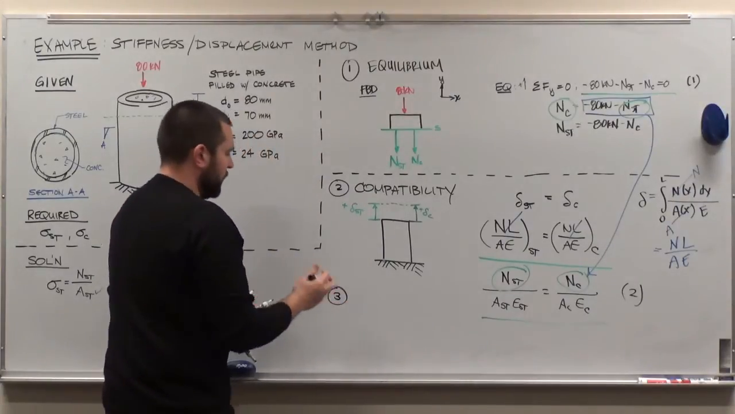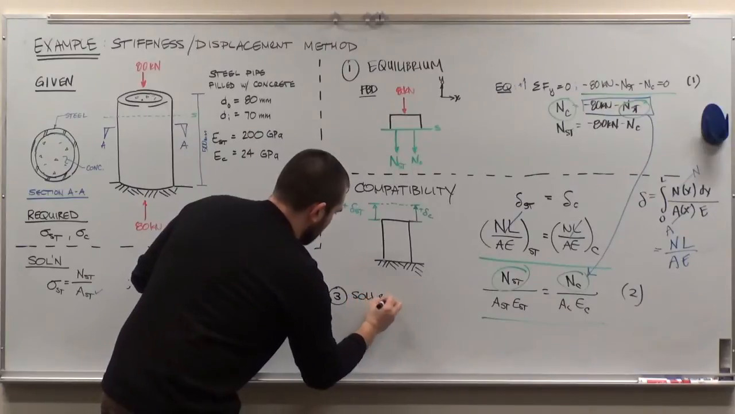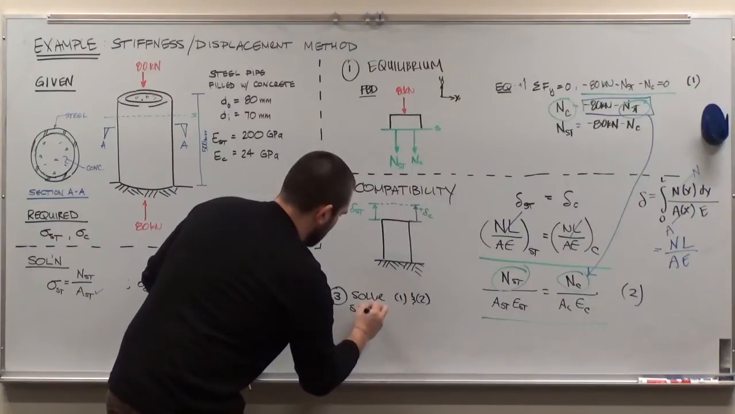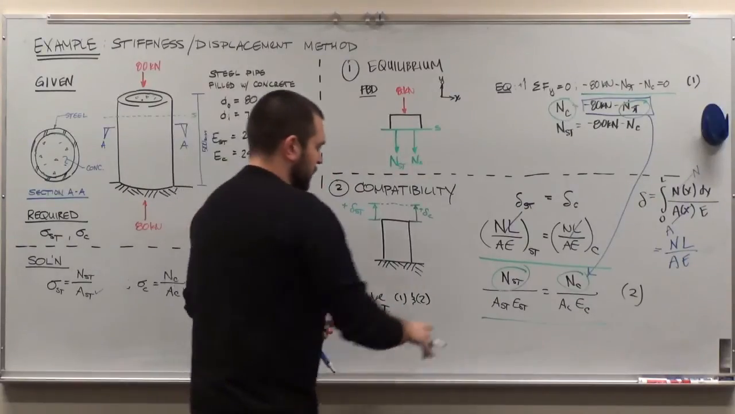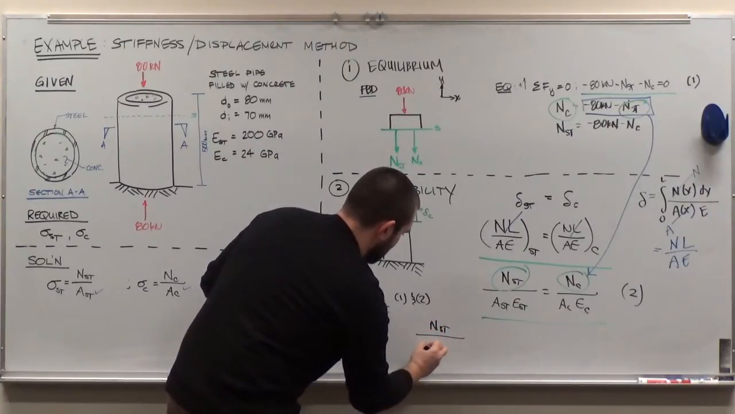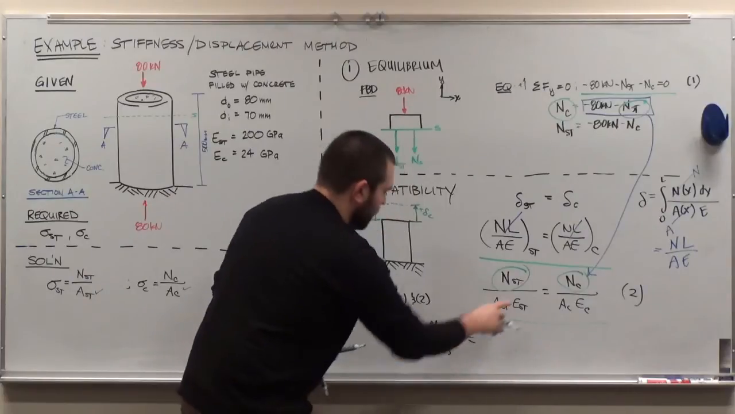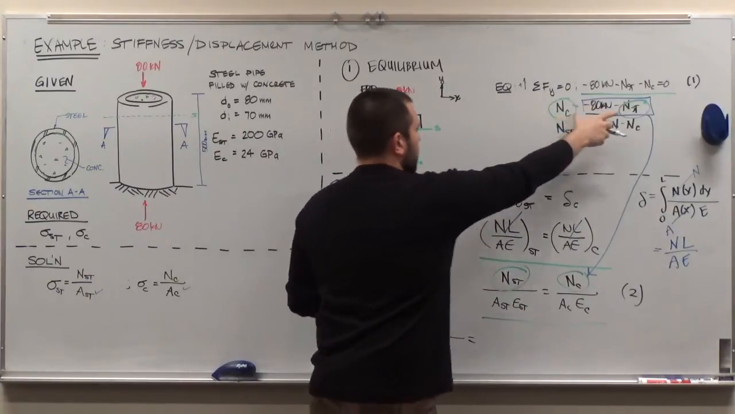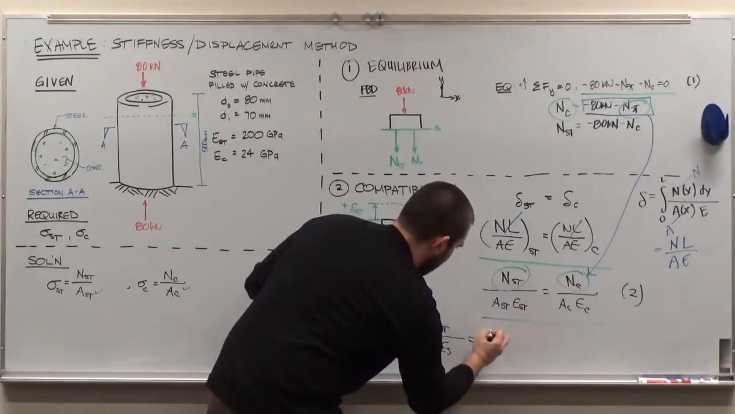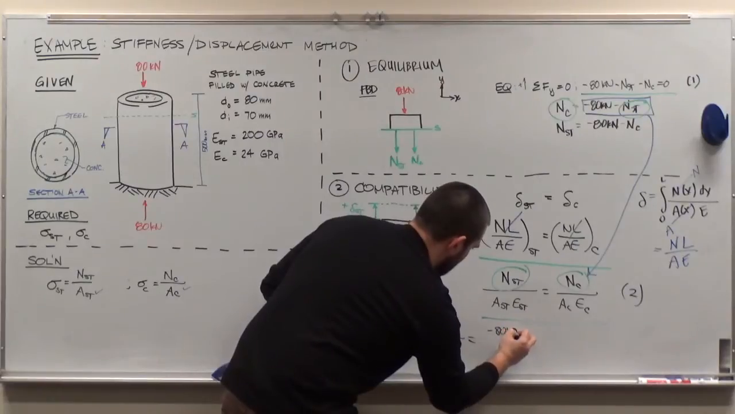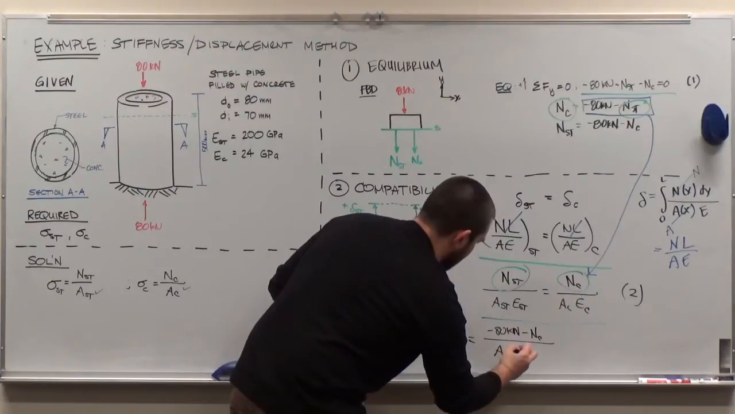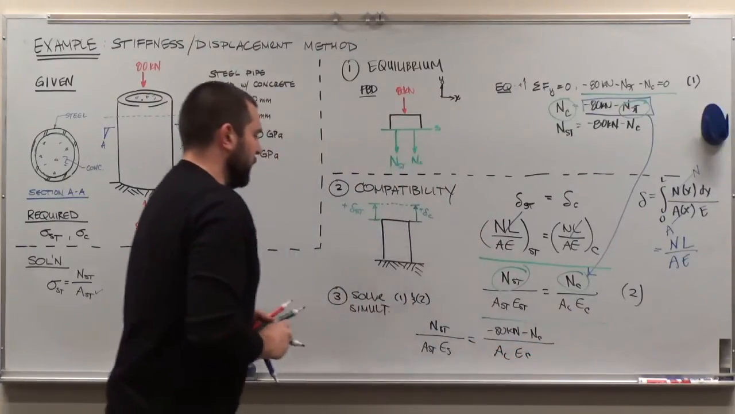So step number 3 here is I could just say solve equations 1 and 2 simultaneously. So I'm going to take this equation, the left side's not going to change. But the right-hand side, I'm going to substitute in this negative 80 minus the normal force in the steel for the normal force in the concrete, all divided by the area of the concrete, modulus of the concrete.